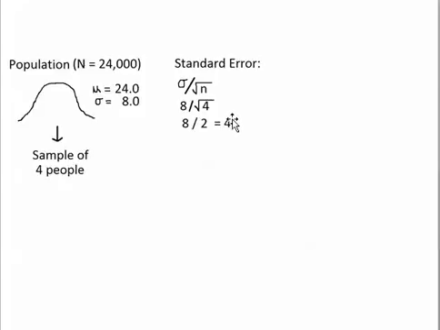Now this standard error isn't telling me that my sample mean is definitely going to be 4 off target. It's just telling me that my sample mean is likely to be about 4 off target. The exact amount that my sample mean is off target by depends on which sample I end up selecting.